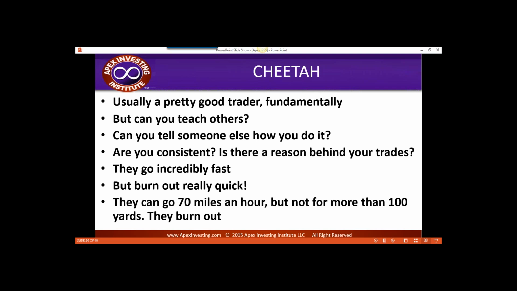Third personality, the cheetah. Cheetahs are actually, for the most part, overall, fundamentally an okay trader. They might be a decent trader, fundamentally. They've got some understanding of trading. They've got some understanding of the markets. They may even have a little bit of understanding of how to read market conditions: is it a volatile day and high volume day? Is it a trending day? Is it a choppy day? They might actually have some sound understanding of trading. But are they clear? Do they have a clear path? Do they really have ABC and 1, 2, 3 down?